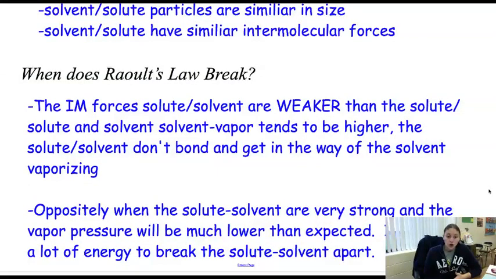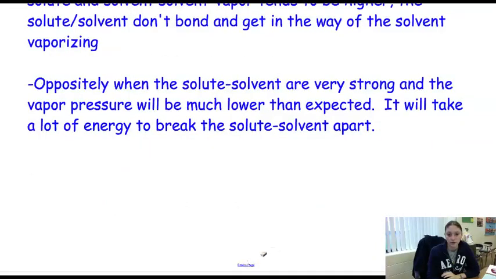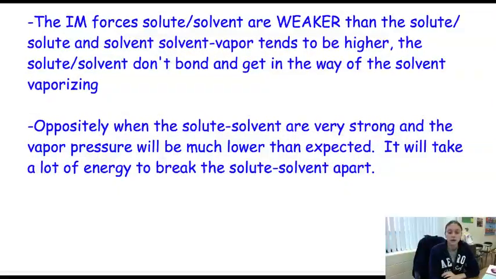Oppositely, when your solute and solvent attractions are really, really strong, meaning they don't want to vaporize at all, then I have really low vapor pressure. It takes a lot of energy to break apart my solute-solvent bonds. So if I have really weak attractions between the solute and the solvent, it's really easy to get rid of them. I'm going to have a really high vapor pressure, and my solute is barely getting in the way. I'm just going to gloss over exactly how much that amount of solute changes your actual vapor pressure. Now, along the lines of vapor pressure, we're going to look at boiling point elevation.